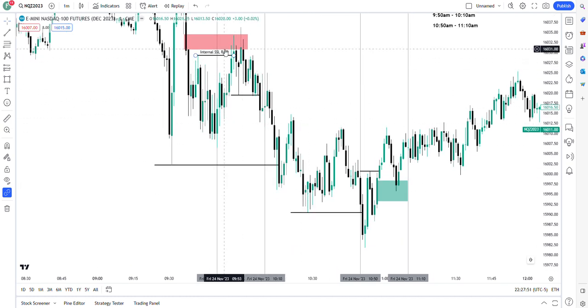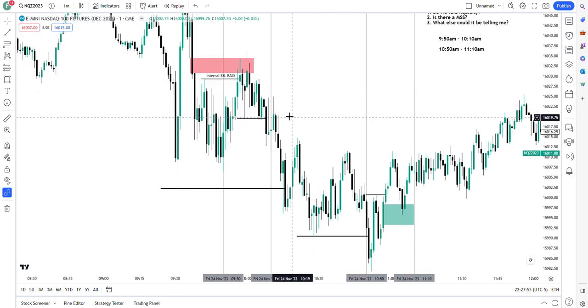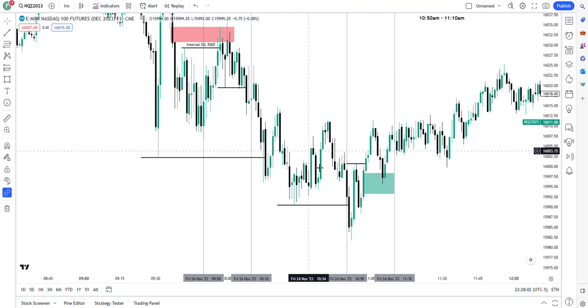So let's say you missed that because you could have entered from there, or maybe off this order block, these last 2 up close candles. You may have returned to an order block here and then entered short. If you missed that, right, then you could just wait for this.